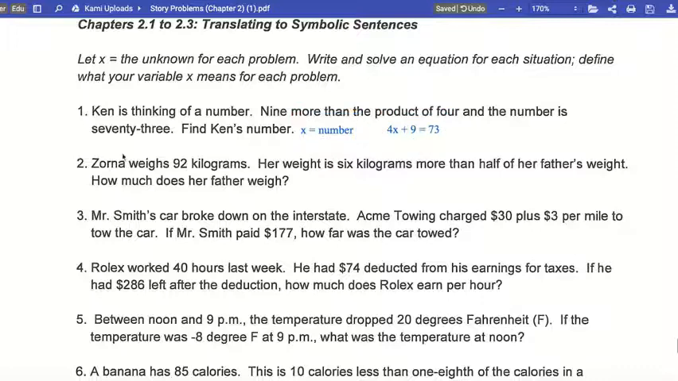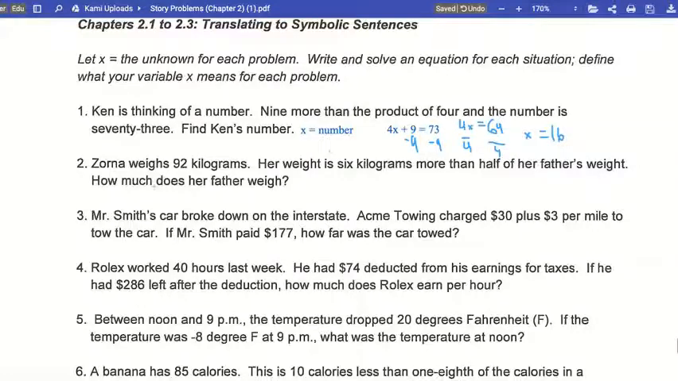When we solve this, you would need to subtract 9 from each side, and then we would get 4x equals 64, and we can divide each side by 4 to get x equals 16. So here 16 would be my answer. I do want to note that sometimes we might need to include labels like the next problem. We can take a look at that as well.